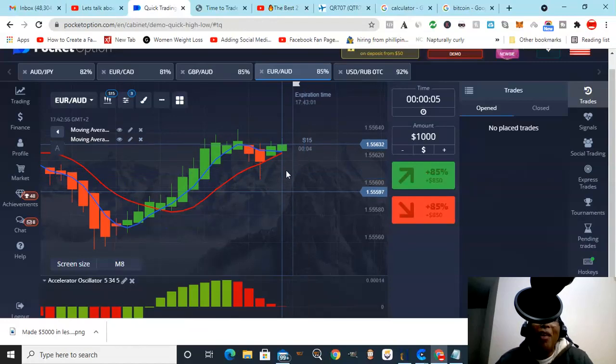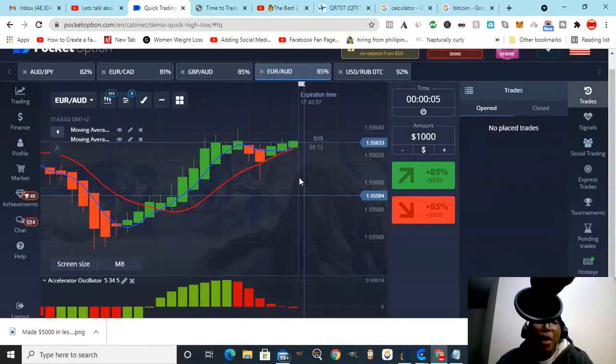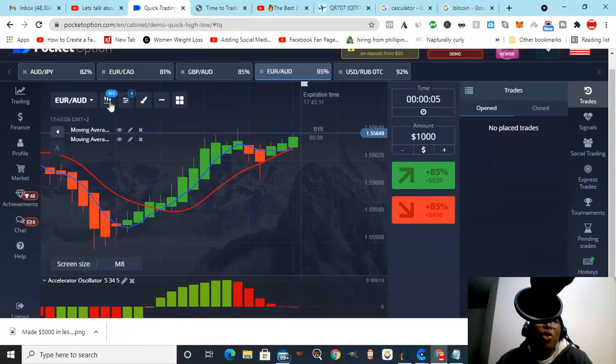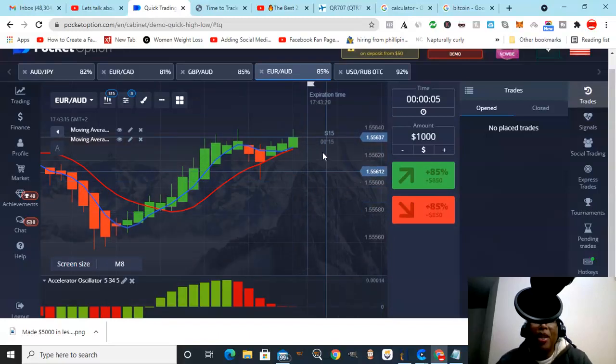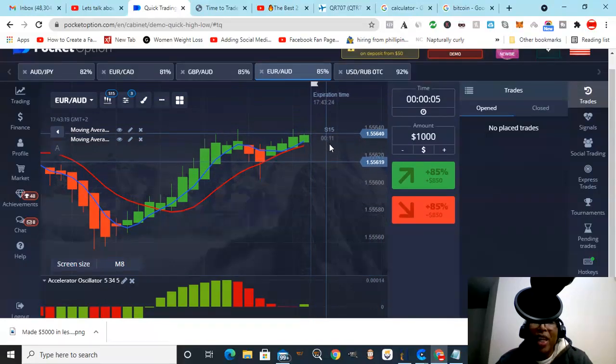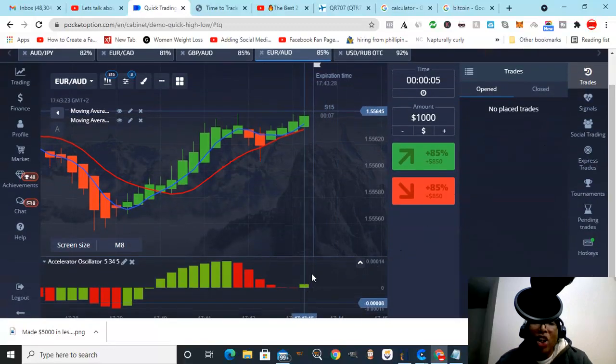How do you enable the timer on the candles? You go to where the candles are, and down here on Pocket Option, it says enable timer. Make sure that is checked, okay? Enable the timer so you can pay attention to the time. Like now, 12 seconds, 11 seconds, another candle is going to form soon. And I'll be paying attention to the accelerator oscillator. I can see it's going up, so I'm going to take an opposite trade. Yeah, you can see that formed.